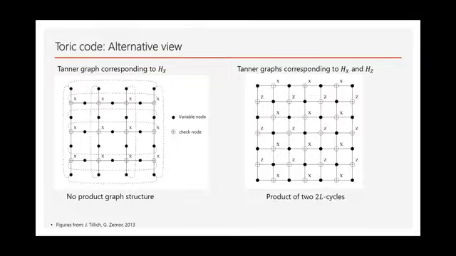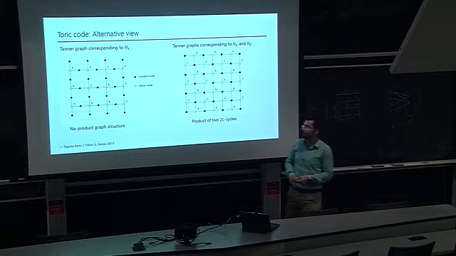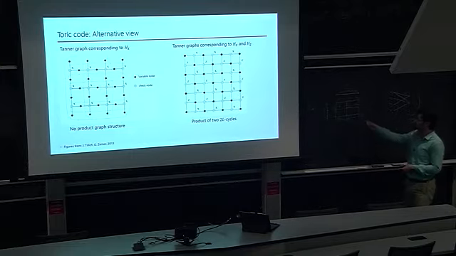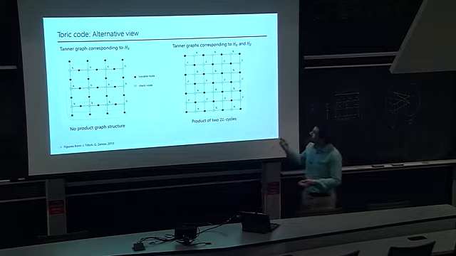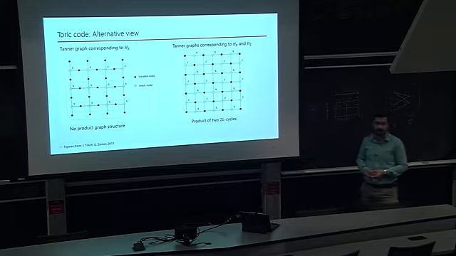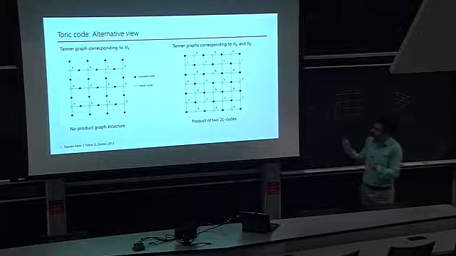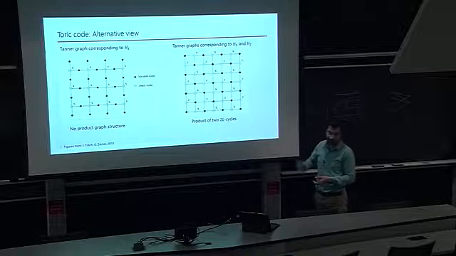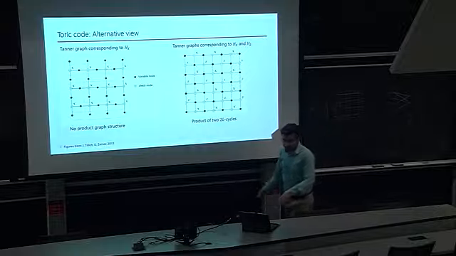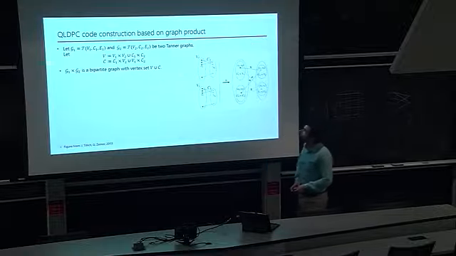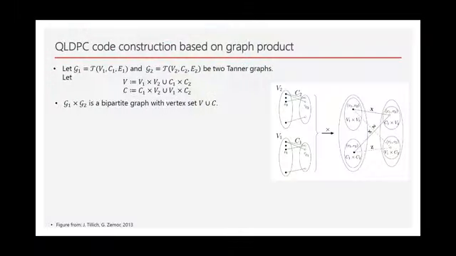Then in this new graph, we can see that this is basically a product of two L cycles, similar to what we saw here. And from this representation of the toric code, it can be seen that HX and HZ in fact define a CSS code. That's basically because of the product structure of the graph. So that motivates generalizing this idea.